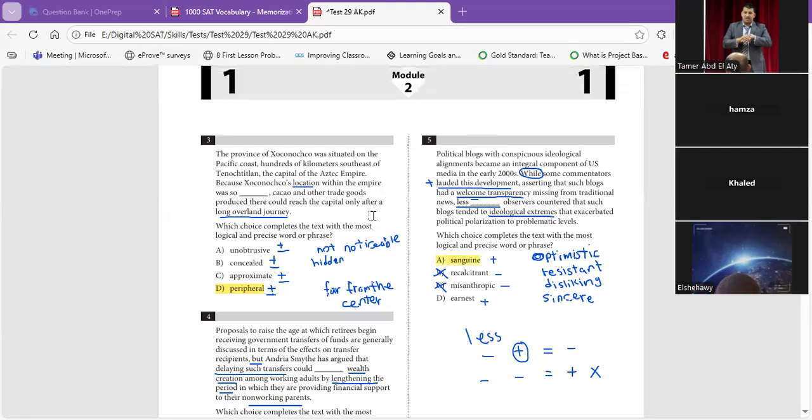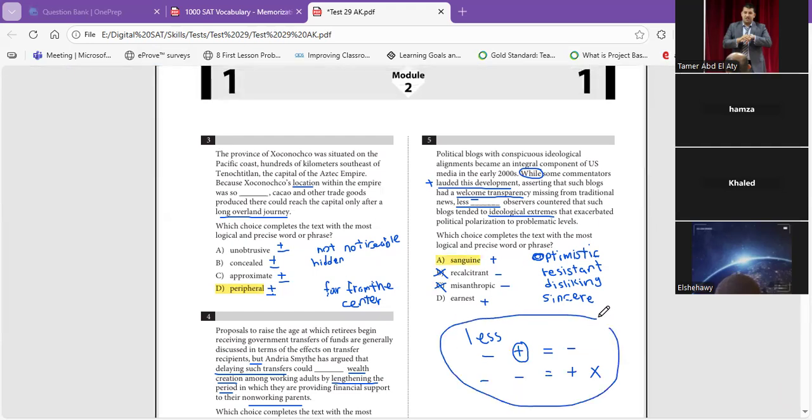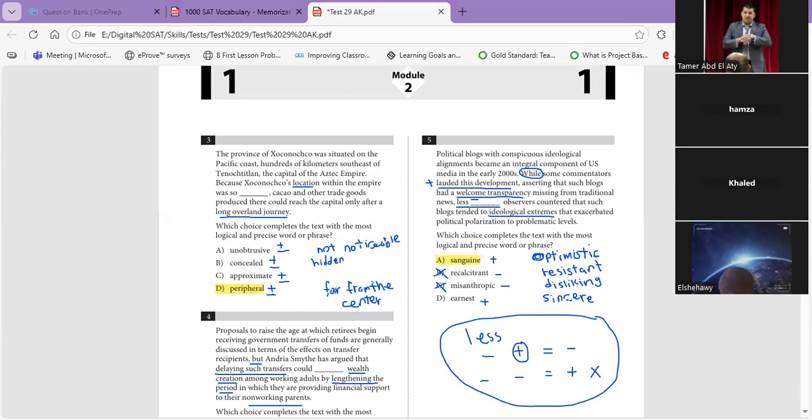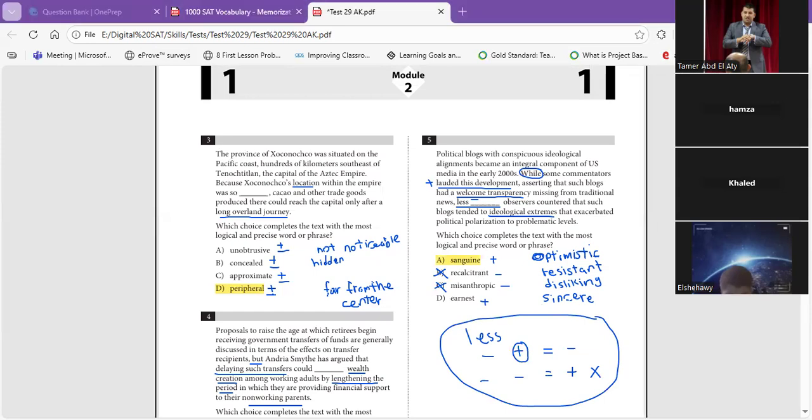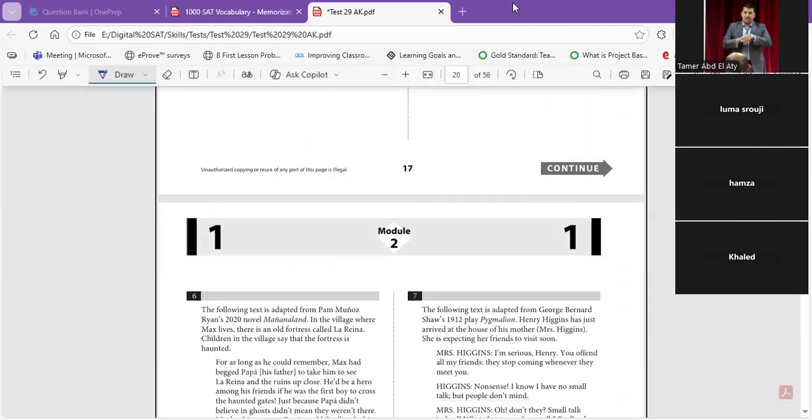It's an easy way, don't forget this step. When you're solving, if you have a negative word or positive word, look at what you're gonna bring after it, because this is so important. Clear, Khalid? Yes. Clear, Luma? Yes, Miss. Why close your camera, Luma?